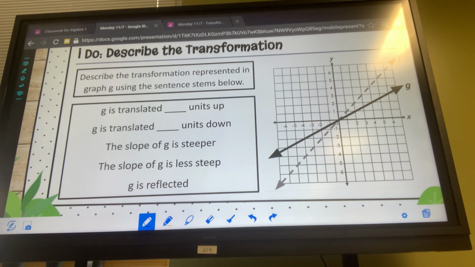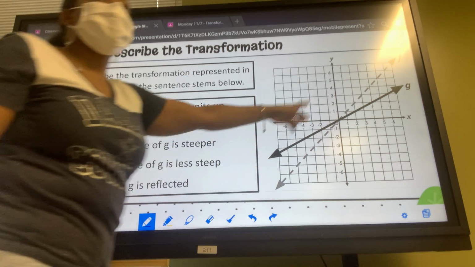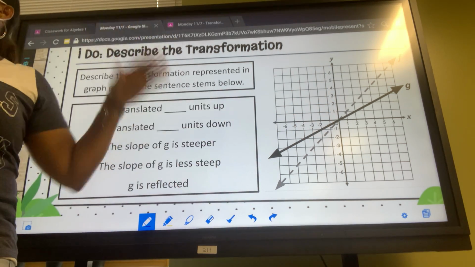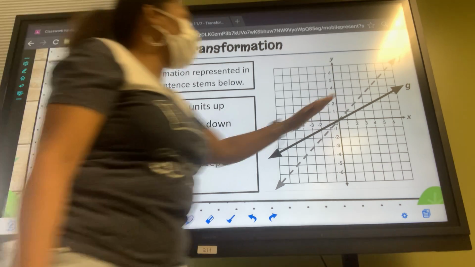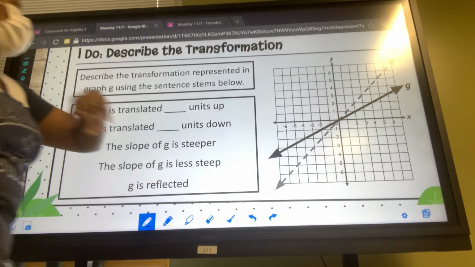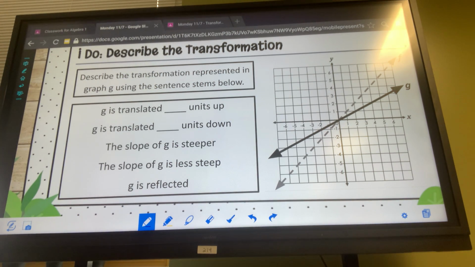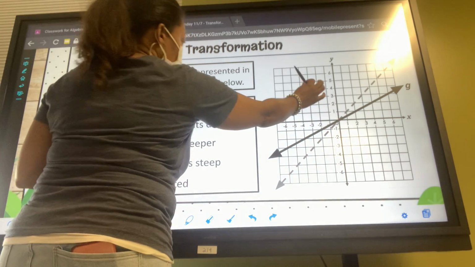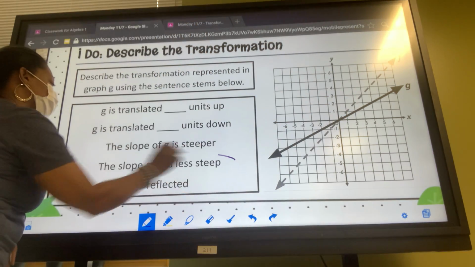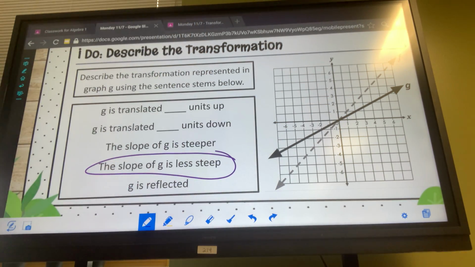Both of them are going through 0. They're not parallel anymore, so it didn't move up or down. This time it went from here and it just laid down a little bit. So in this case, this has to be talking about the slope. It's either steeper or less steep. Remember, if it comes up this way, it's going to be steeper. If it lays down a little bit, it's less steep.